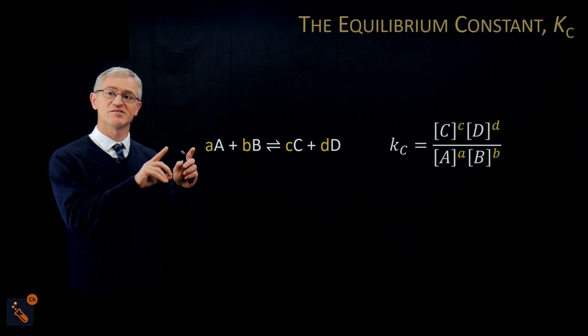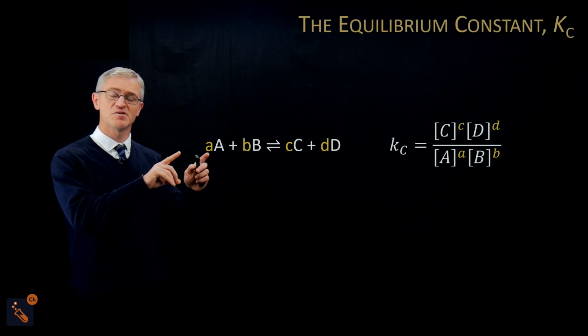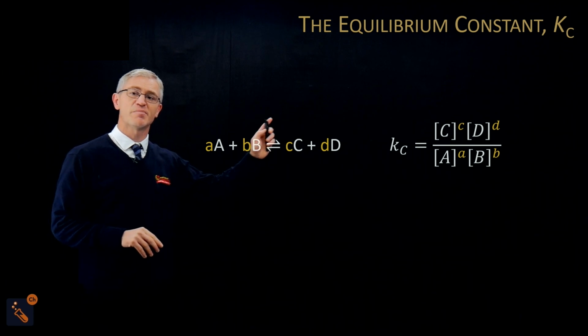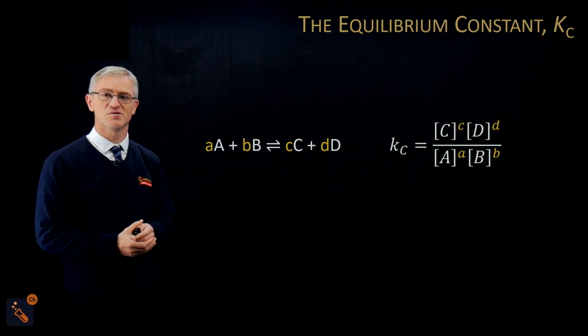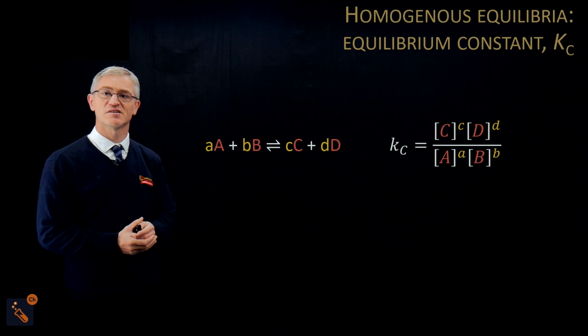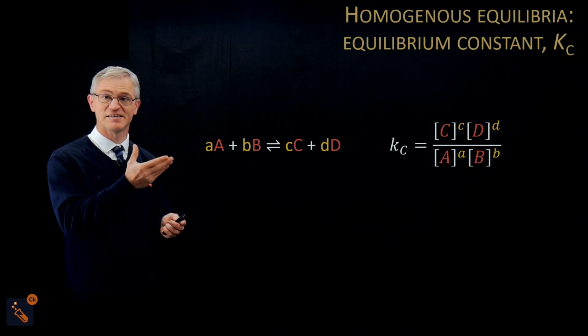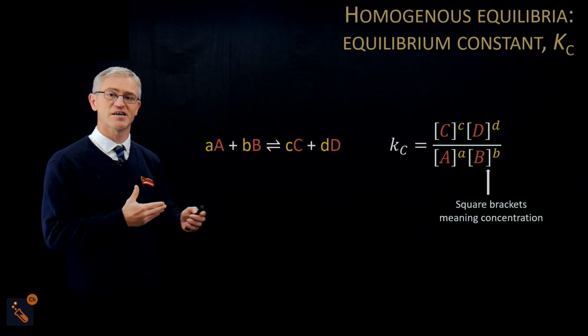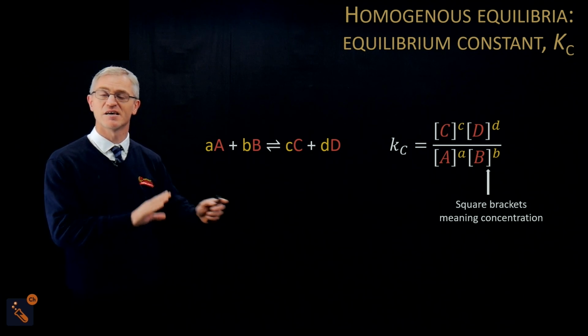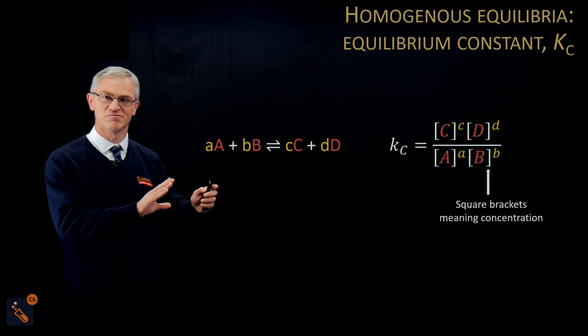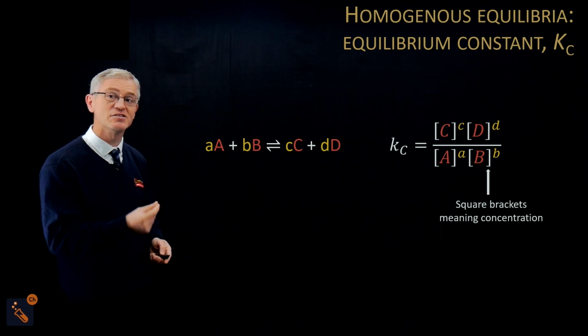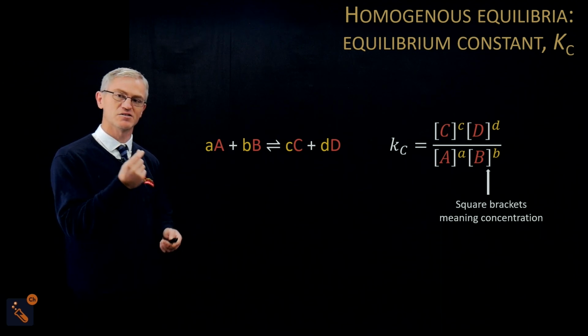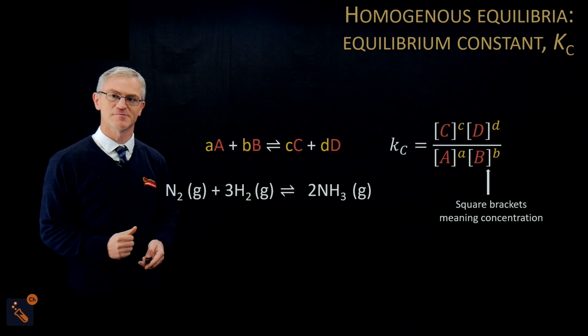Now, if you look there, you can see these coefficients, or the numbers before the balancing in the equation, are the powers you raise them to. Also, you'll notice that, like I said, C and D are the products, A and B are the reactants, and you also notice the square brackets. Square brackets mean concentration. So you can do concentration of gases and you can do concentration of liquids. So we're talking generally about liquids and gases.